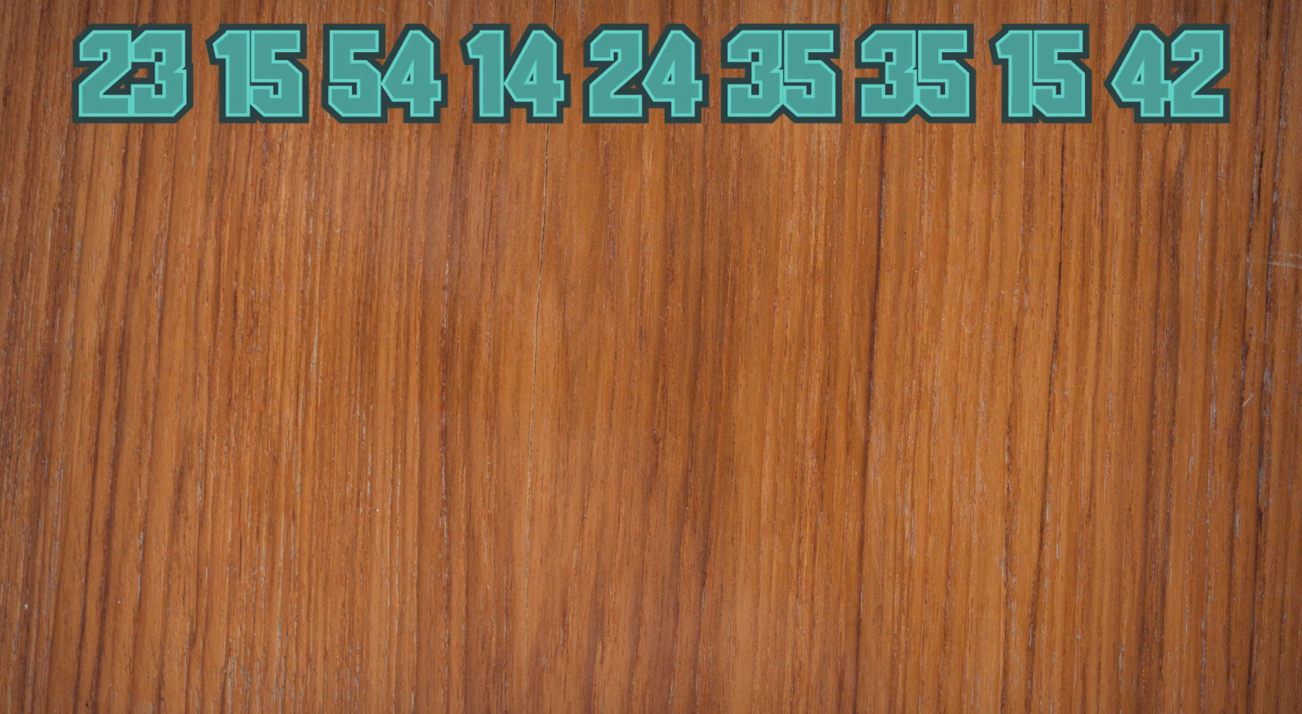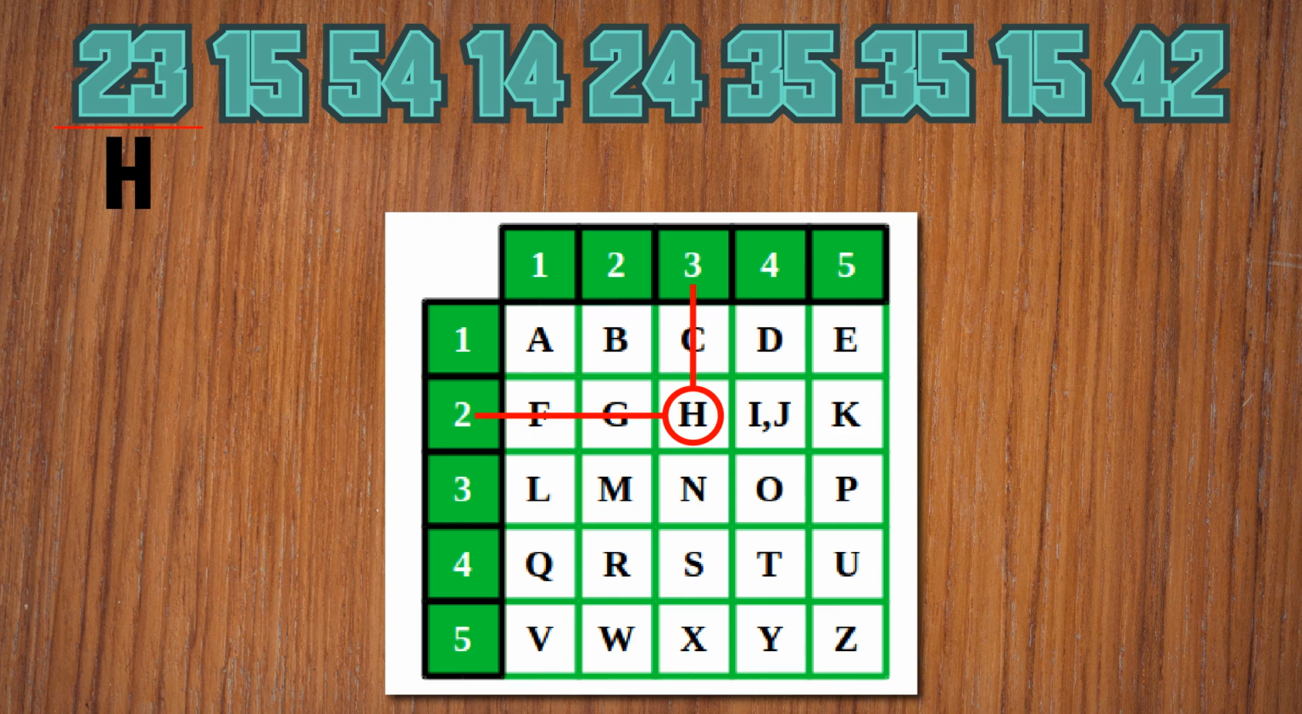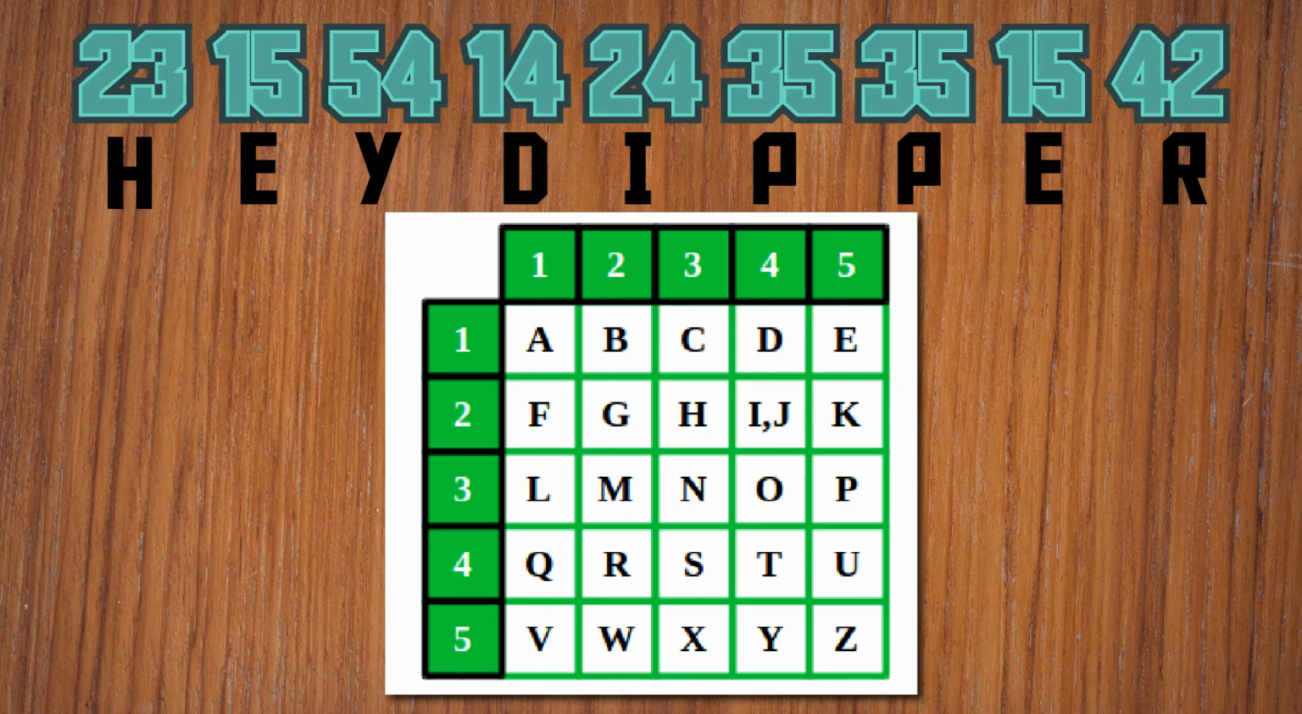Here's a quick example of a Polybius code. Looking at the code, the first digit represents the row that the letter is in, and the second digit represents the column that the letter is in. Moving on to 15, again, you go to the first row, 1, and the fifth column, E. And you'll notice that we actually have two 15s in this code, so we can put the letter E here and here. And if you continue all the way down the line, you'll end up with Hey Dipper.